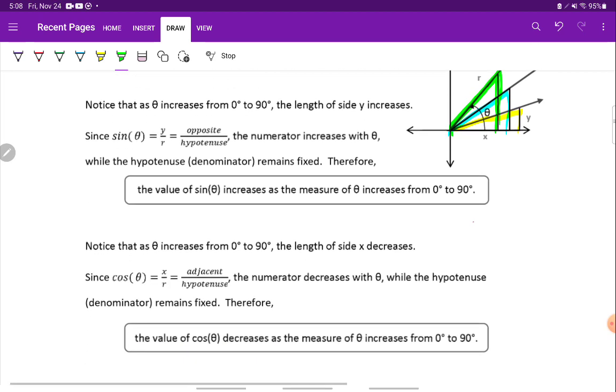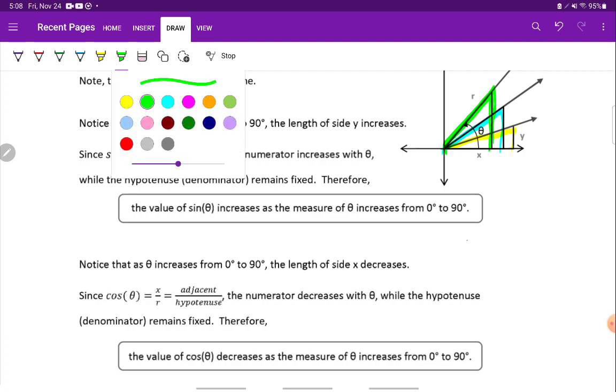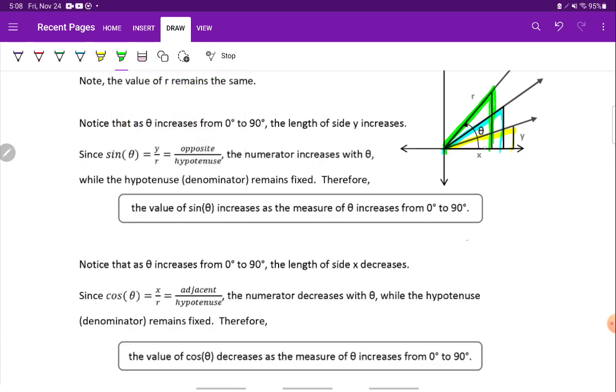Well, next we want to compare the x side. So if we're looking at the bottom side now of these angles, we see that the size of the triangle on the bottom gets smaller. So the length of our side x decreases.